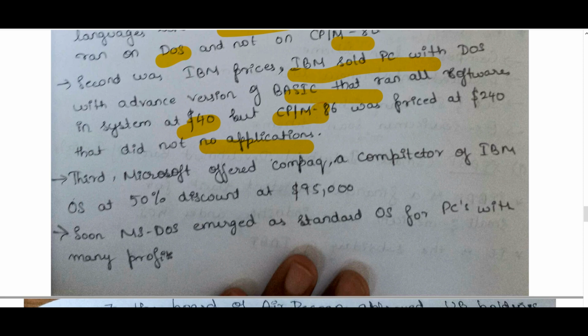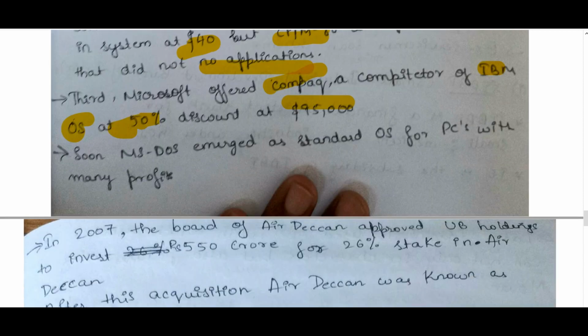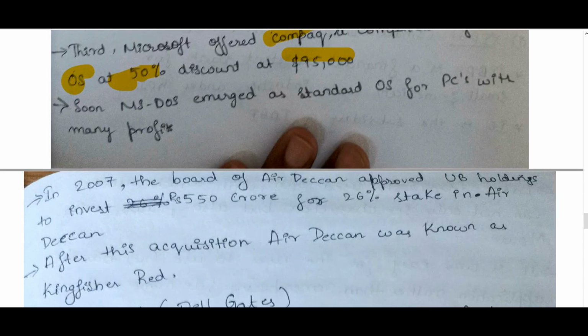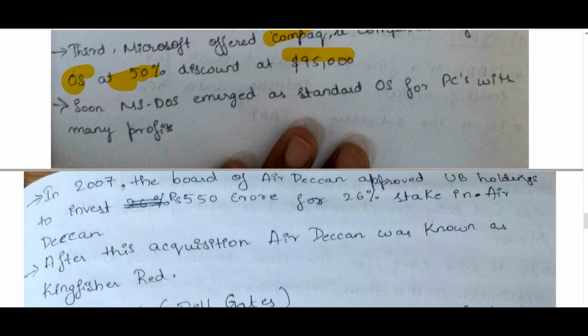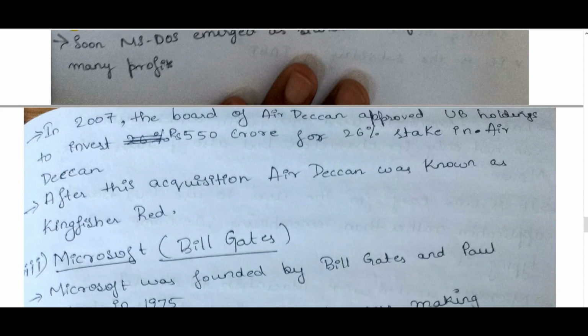Third, Microsoft offered Compaq a way to enter into the market. They approached the competitor of IBM, that is Compaq, with an OS to enter into the market. They gave their OS at a 50% discount to Compaq to enter into the market. Soon, Microsoft DOS emerged as a standard OS with many profits. After they gave it to Compaq, the Microsoft OS we are using now became very popular and made many profits.